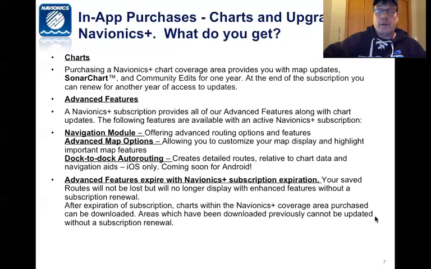Advanced features expire with the Navionics Plus subscription. Your saved routes will not be lost, but will no longer display any enhanced features without subscription renewal. After expiration of the subscription, charts within the Navionics Plus coverage area purchase can be downloaded. Areas which have been downloaded previously cannot be updated without the subscription. So that means you can't update your mapping as Navionics adds more sonar chart data to those maps. You can't update them anymore.